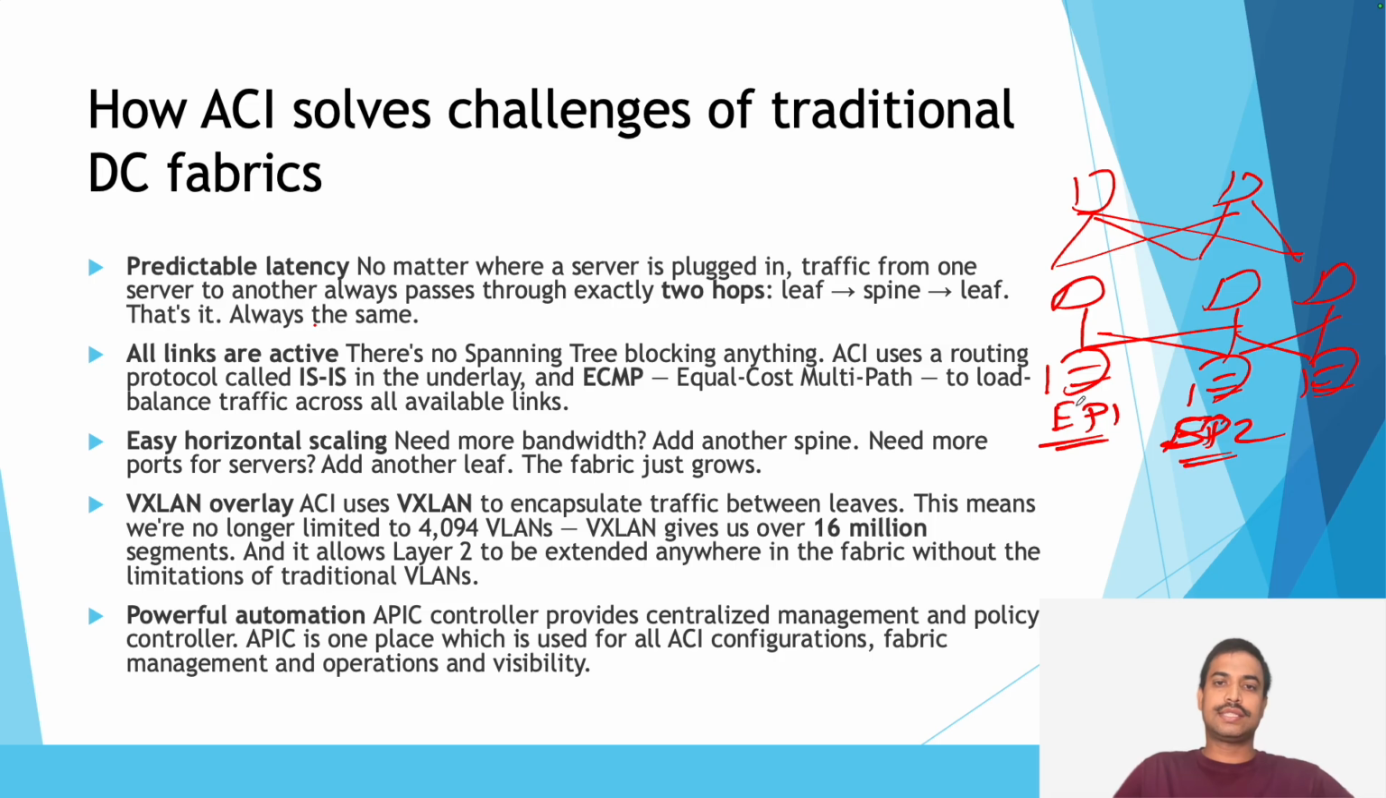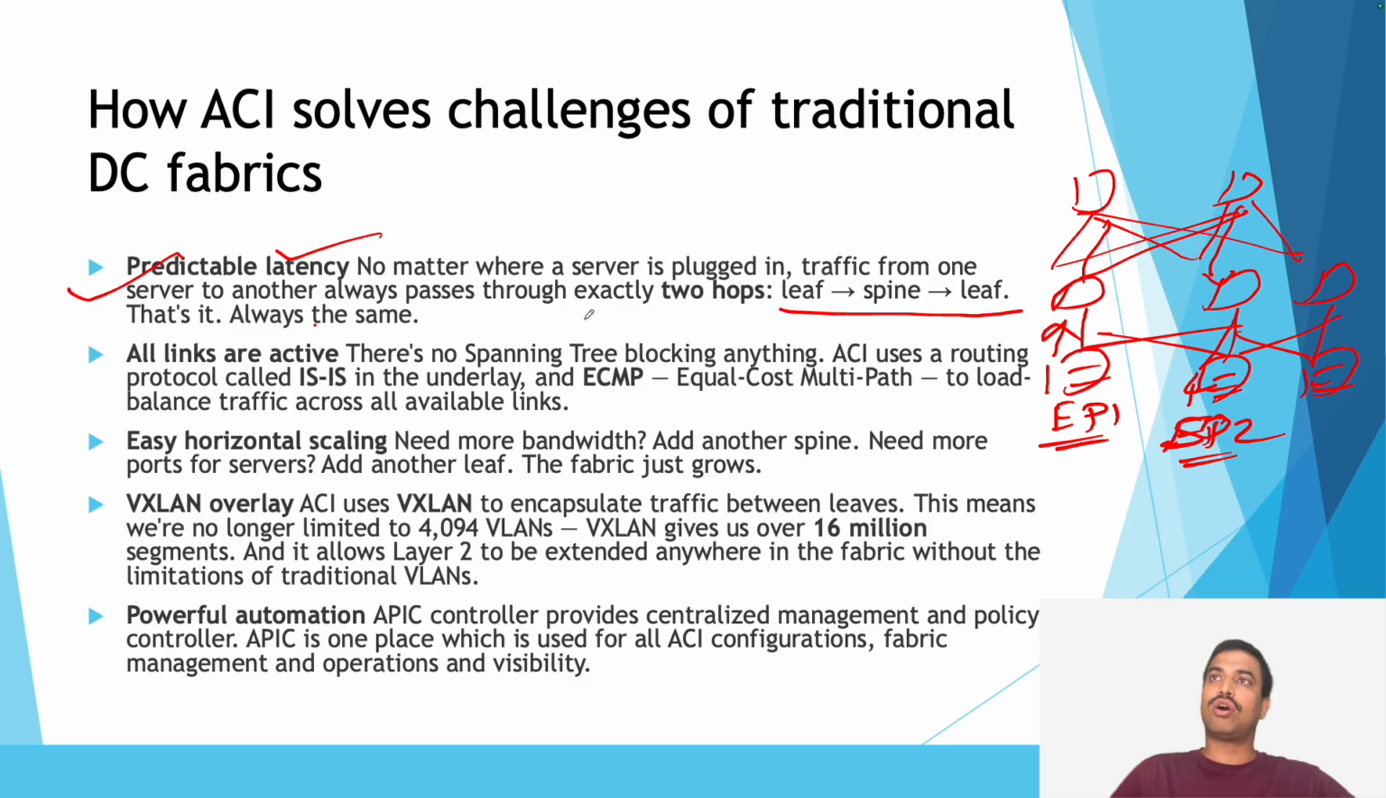So in all cases, they will always have predictable latency. For example, if endpoint 1 wants to talk to endpoint 2, it will go to leaf 1. Then it can either go to spine 1 or spine 2 and then come back to leaf 2, and then it will reach endpoint 2. So always the path is going to be leaf, spine, leaf. So with that you get the predictable latency.